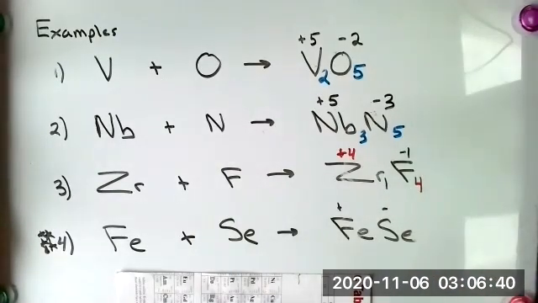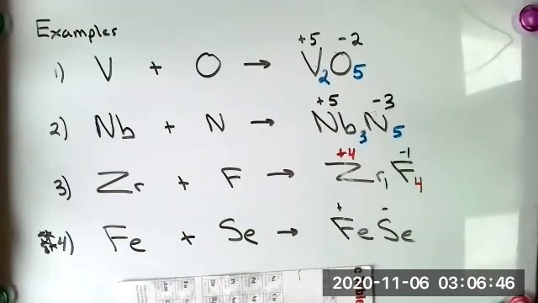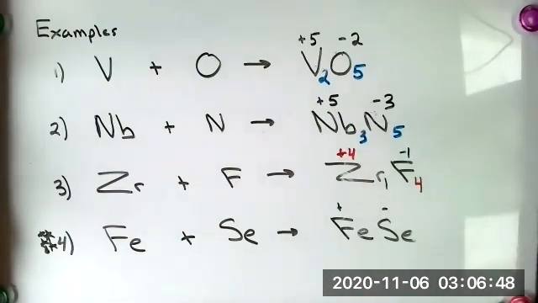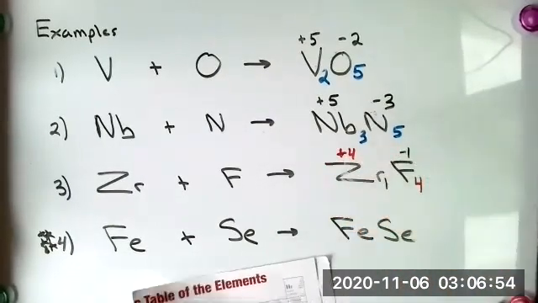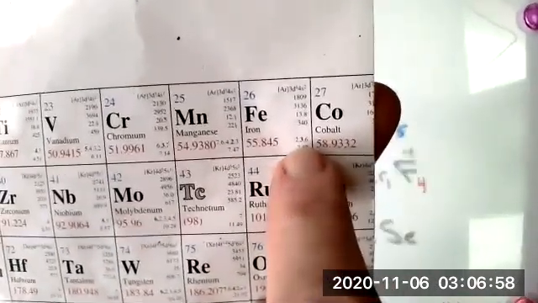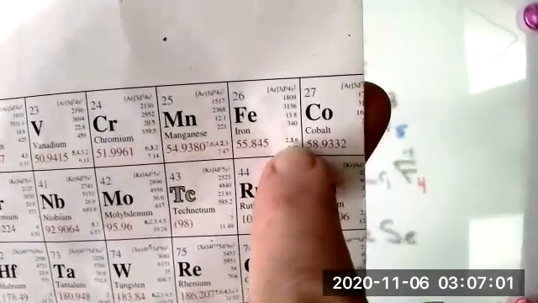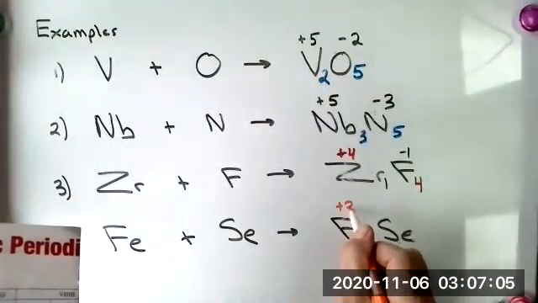Did you like number 4? Number 4 is a good one. If you were paying attention, then 4 shouldn't have been a problem. I hope you were. Let's see what's going on. Let me get rid of this. Iron. There he is. And it looks like it's a bold 3 for iron. And I know he's positive.